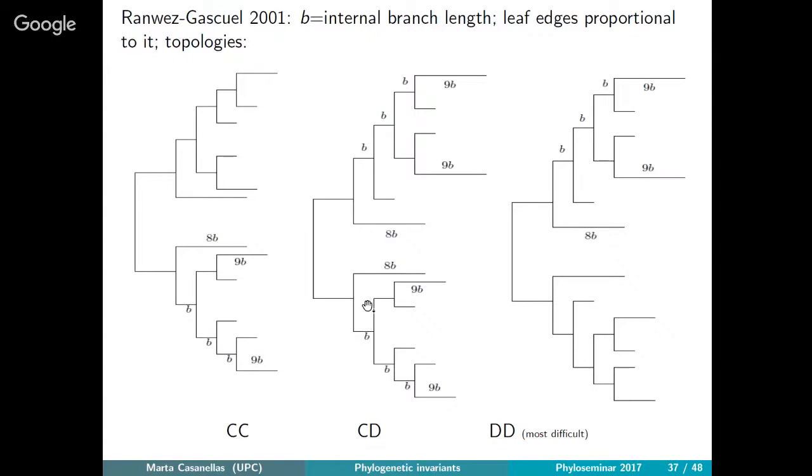And in order to evaluate ERIC+2 as the input of quartet-based methods, we use the approach of Ranwez and Gascuel. They generated data on these 3 different topologies. This is the worst case because we have much long branch attraction here and here. This is long branch attraction here, and this one almost doesn't have long branch attraction. And there is this V parameter for the internal edge, and the long branches have either 9V or 8V.